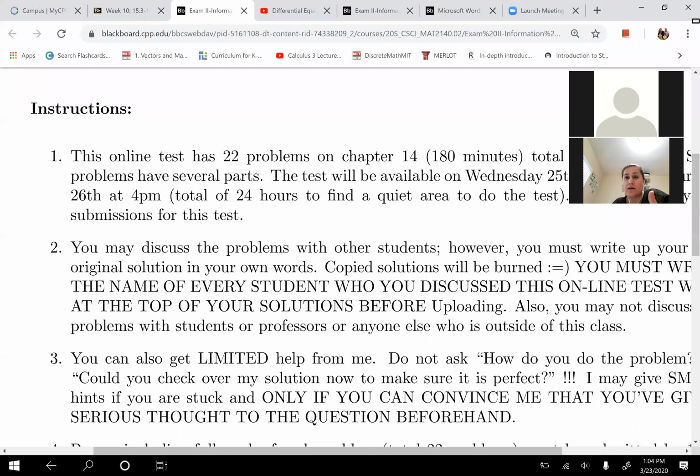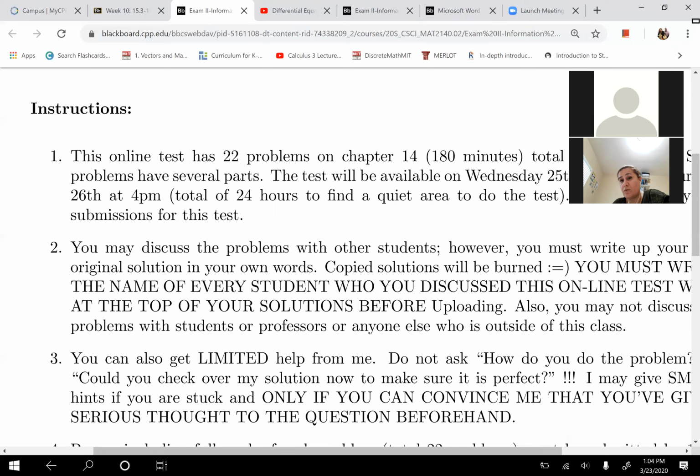You can start right at 4 p.m. You can just start at 12 a.m. and you can start it tomorrow morning at 10. So it's just up to you. The test will be available for 24 hours. Then when you click to start the test, the total time that you have to finish the test is 180 minutes.